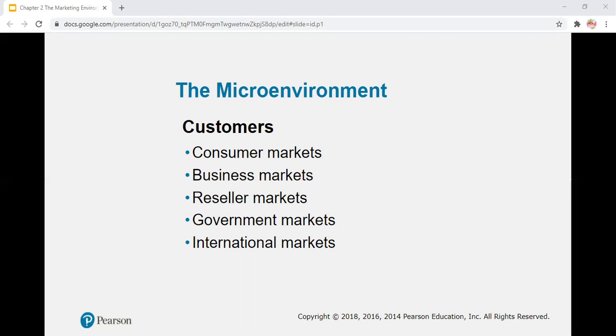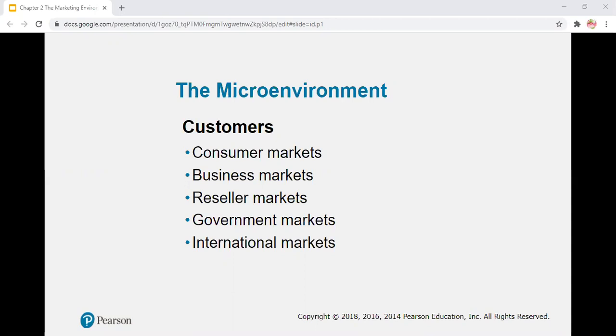Government markets consist of government agencies that buy goods and services to produce public services or transfer the goods and services to others who need them. So here, with the government markets, we talk about government agencies. Now, the international market consists of various buyers in other countries. Here we talk about buyers in another country. That includes consumers, producers, resellers, and governments.